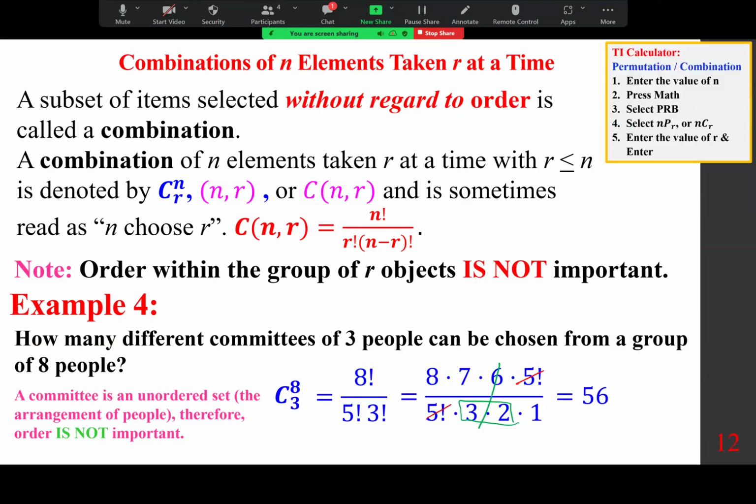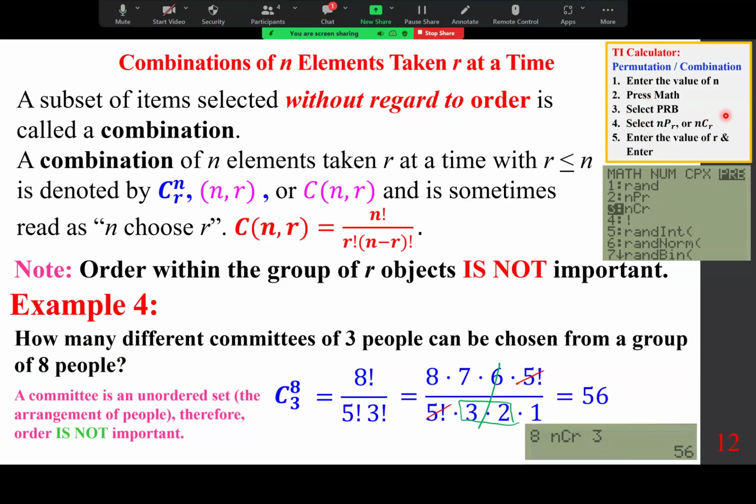And again, if you go with technology, go the same process. You first put n, and then you choose nCr, and then 3, and we get 56. So as you recall, there were 336 different ways for permutation, and there are only 56 ways for combination. Why the difference? Order is important in the first case, permutation. Over here, order is not important. That's why it cuts the number.